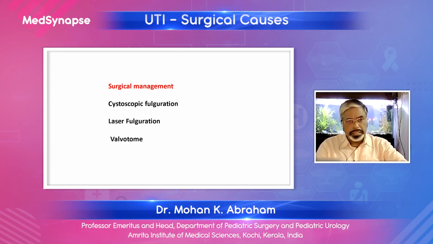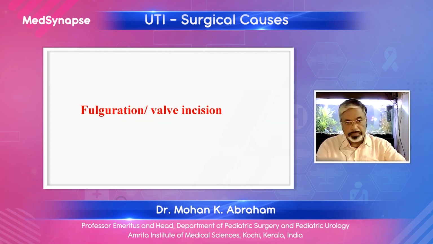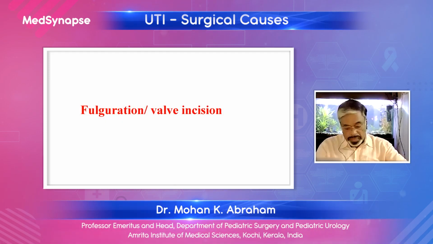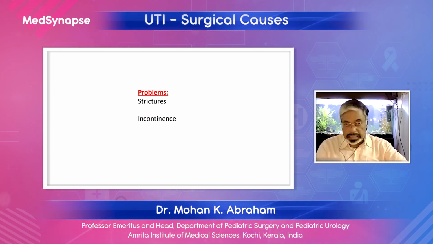What is the surgical management? You can do a cystoscopic fulguration or incision. You can do it with laser, or you can use a valvotomy, which I invented. Now, fulguration or valve incision with electrocautery: you put a bugbee and cauterize, which has its own problem, mainly strictures.